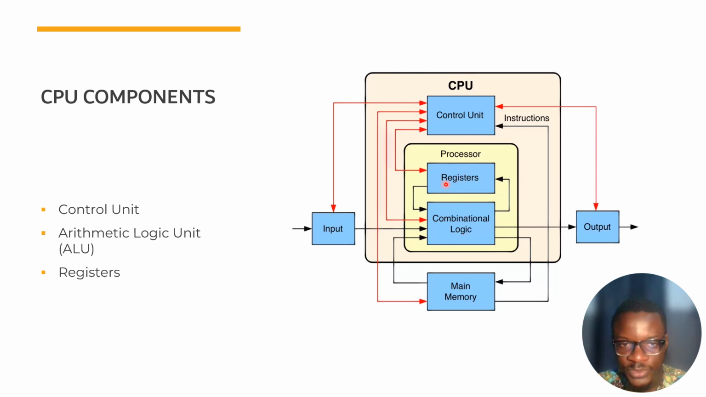Then inside the CPU, we have the control unit, and we have the registers over here, which is the processor, and we have our main memory. So this is the combinational logic, also known as your arithmetic logic unit, where your arithmetic operations are going on, your addition, your binary calculations, all those things. That's where the CPU does those calculations.